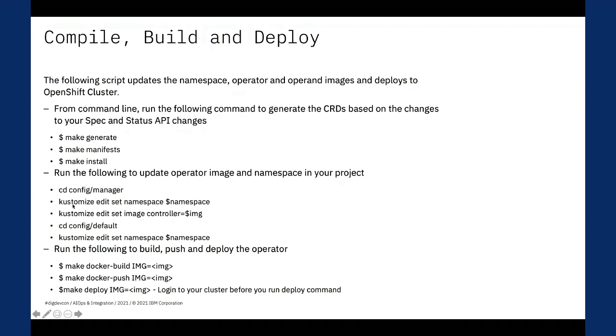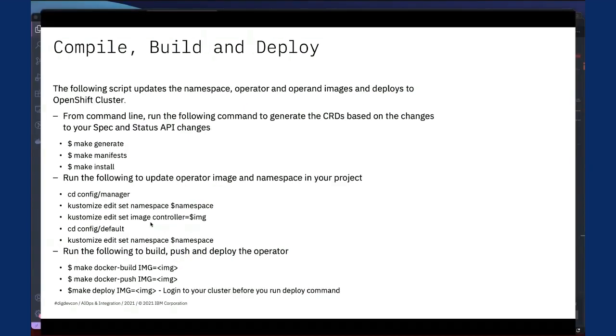And the customize command basically customizes the YAML file, the configuration files on the fly. So we will be editing the namespace and putting our proper namespace in there, and also setting the proper image name inside the configuration files. So all of these commands, we can put it into a script and then run it all together. So let me show you the script as a whole.